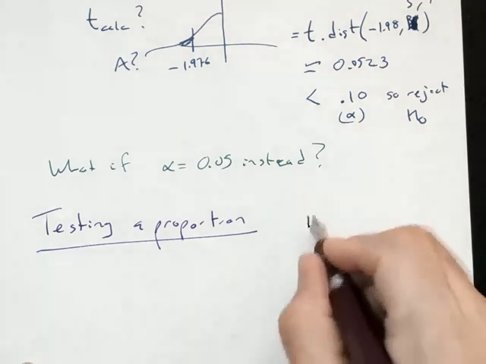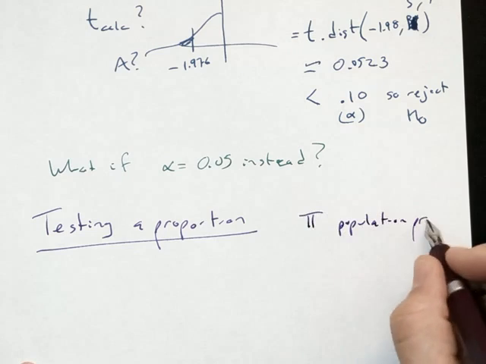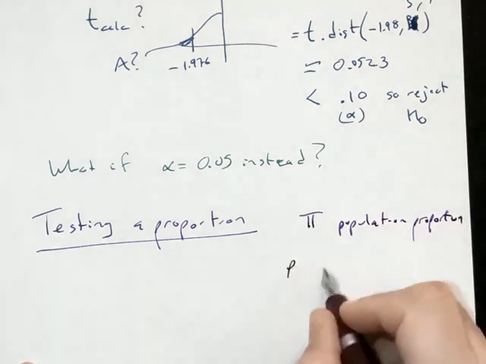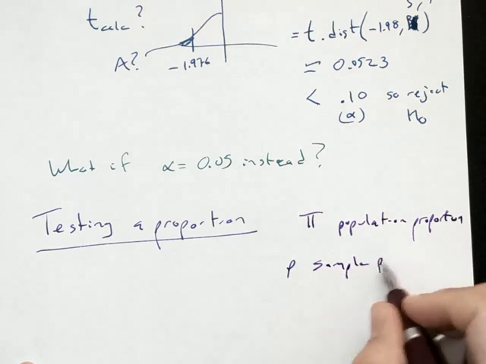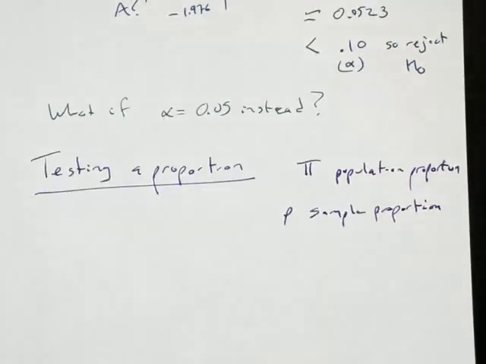All right, wait a minute. That means pi is the population proportion, and p is the sample proportion. So I need a sample statistic again, and I need a standard error. So I have to ask you two questions. First, what was the standard error formula for a proportion? Because we used that in the last section.